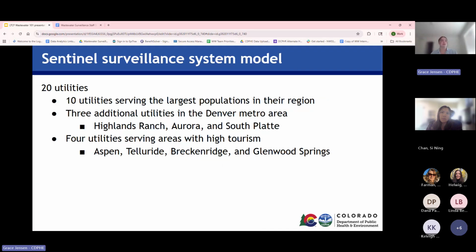Our 20 Sentinel utilities include 10 utilities serving the largest populations within each of their regions. We also added 3 additional utilities in the Denver metro area, just where a majority of folks in population density live in Colorado. We also added 4 extra utilities in high tourism areas, places like Aspen and Telluride. If anyone remembers, in Colorado, our first principal case of COVID came through Aspen. And so we figured that adding these high tourism areas, we're able to see whether people are coming in and spreading disease when they're visiting Colorado.